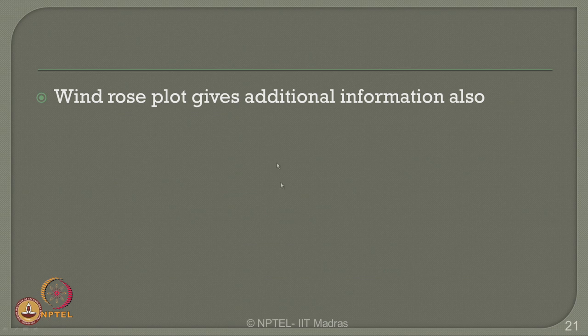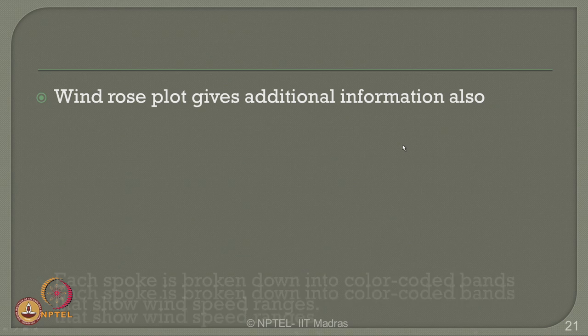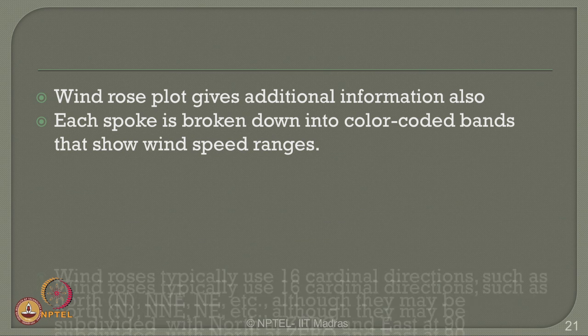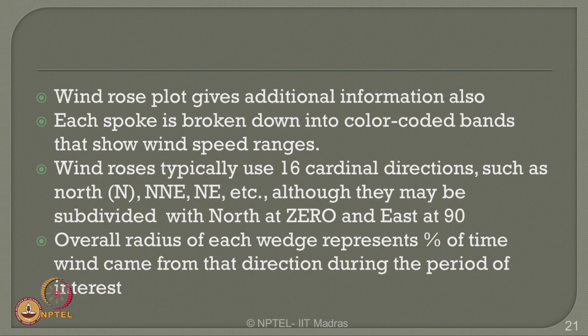Windrose plots also give you additional information as well. Let us see what they are. Each spoke is broken down into color coded bands which show wind speed ranges. Windroses typically use 16 cardinal directions such as north, north-northeast, northeast, and so on, although they may be subdivided, with north at 0 and east at 90 and so on in a clockwise manner. The overall radius of each wedge represents the percentage of time the wind came from that direction during the period of interest.